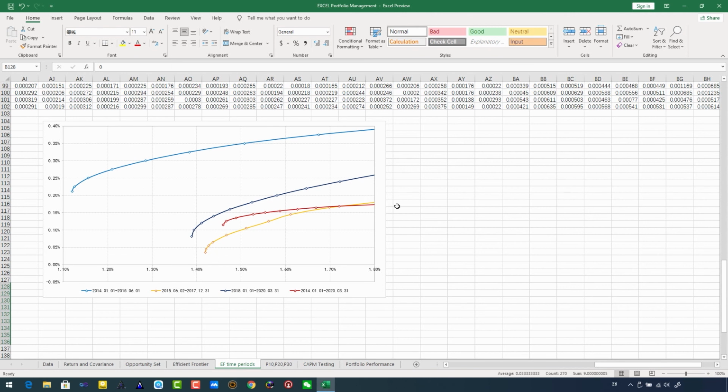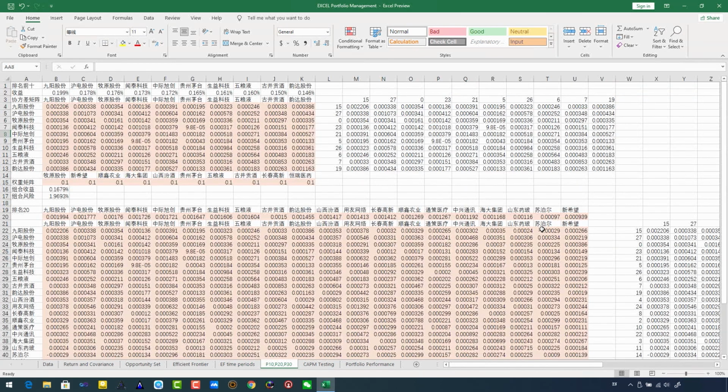So based on different time period data, you will definitely have different efficient frontiers. Okay, now let's have a look. I will construct my portfolio.